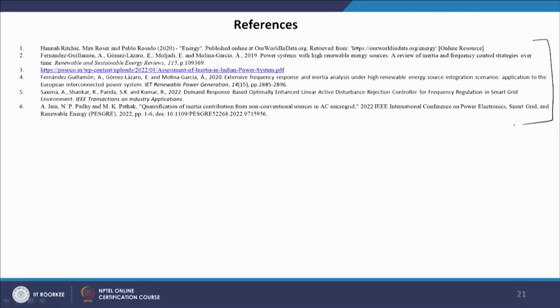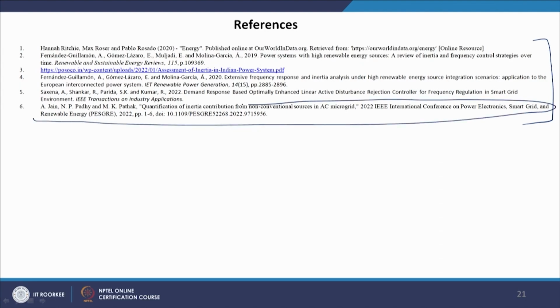These are the references we have used significantly, and you can refer to those. Most of the material that we have used is from the 6th one.